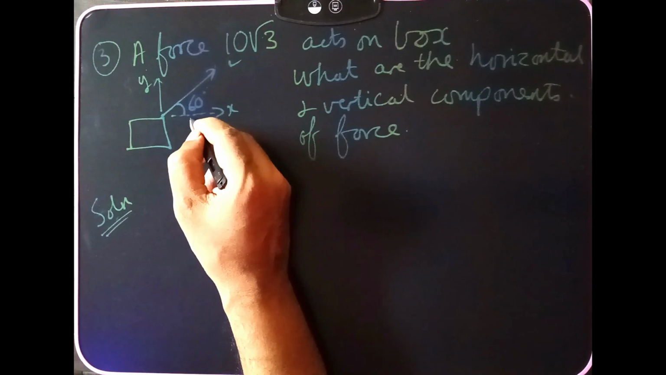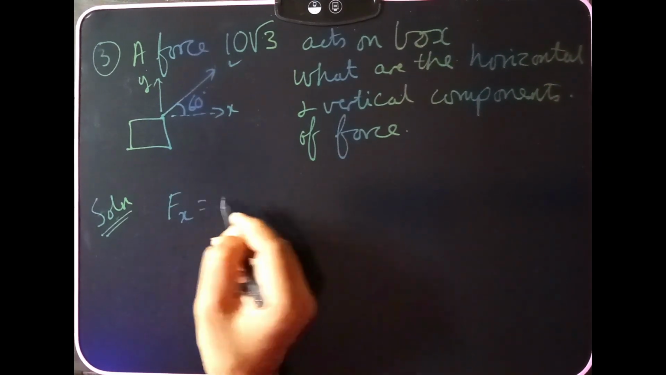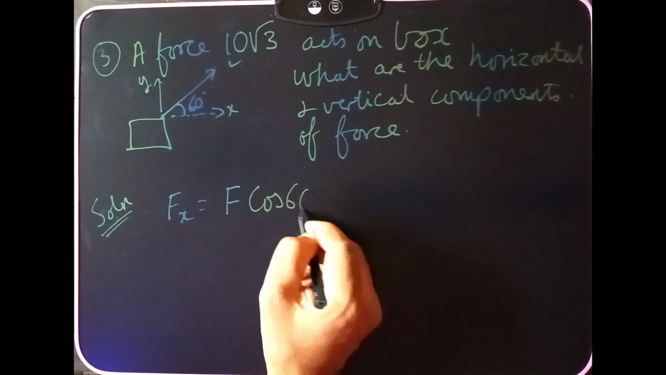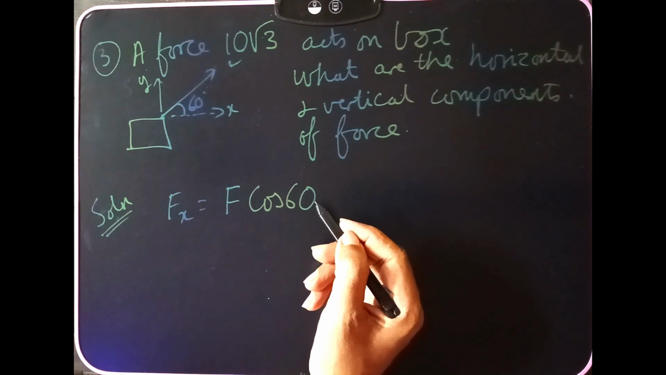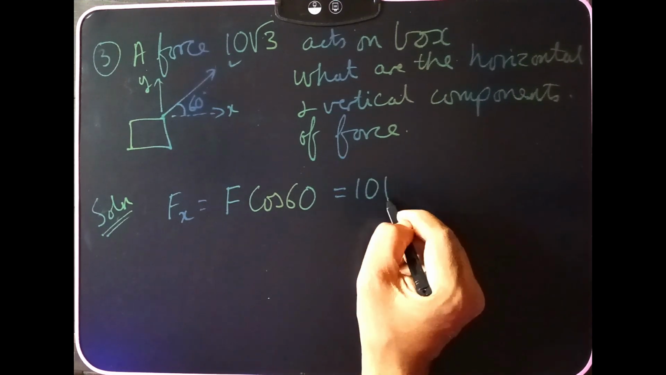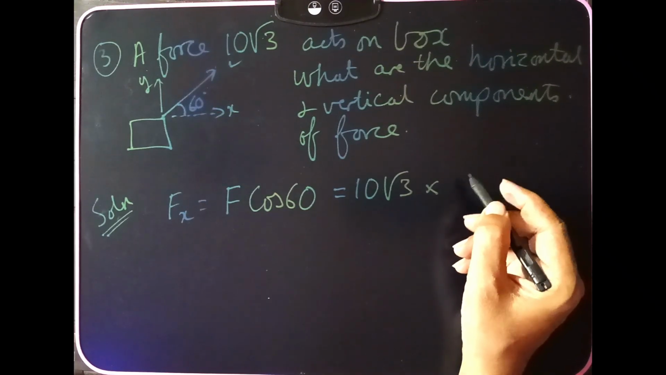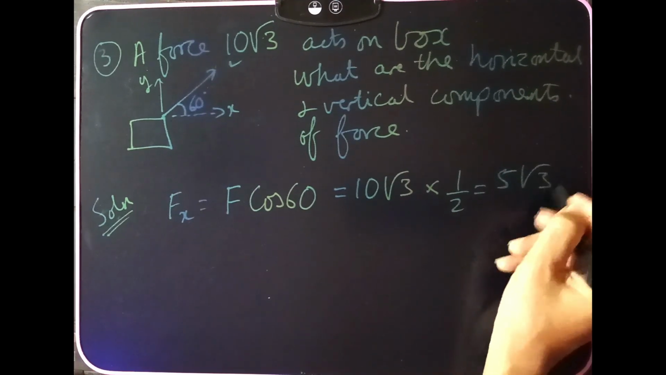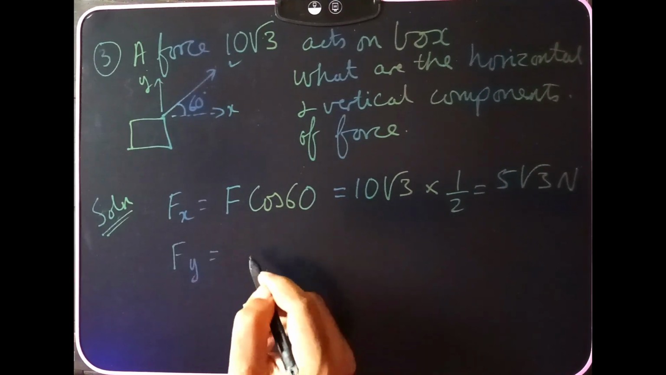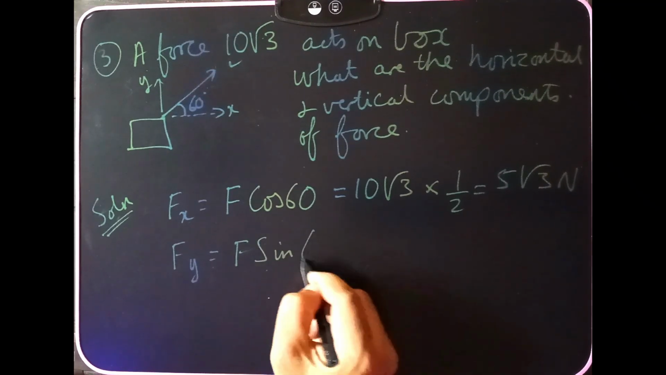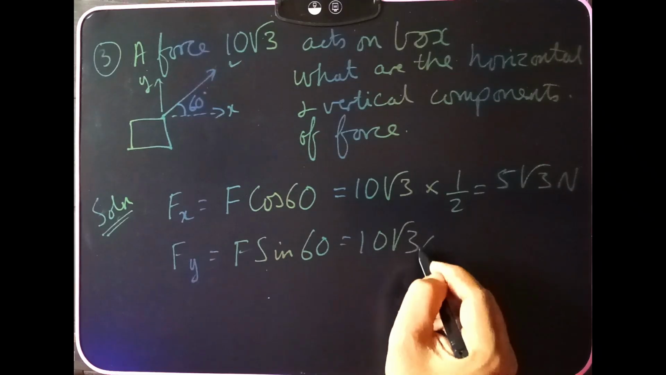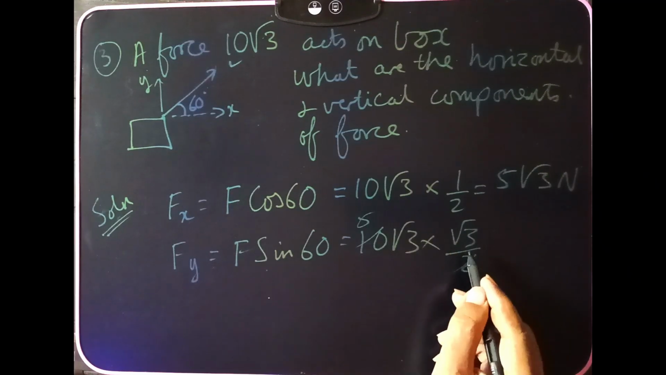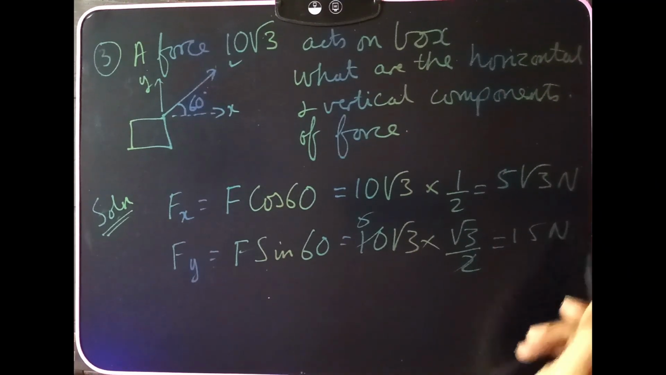The horizontal component will be on the x. So Fx will become equal to F cos 60, right? Fx will be F cos 60, and F is basically 10 root 3, and cos of 60 is half, so it will become 5 root 3 Newton, and Fy will become equal to F sin 60, so it will become 10 root 3 into sin of 60, which is root 3 by 2. So this will become 5 into 3. It will become 15 Newton.